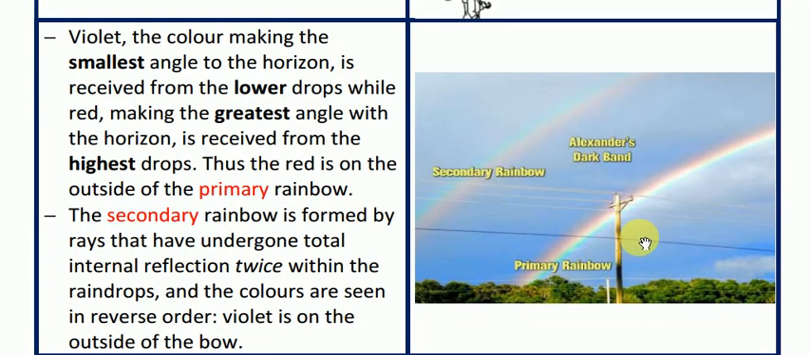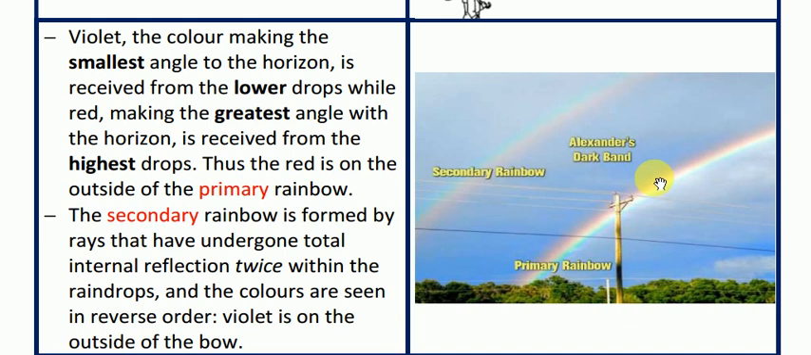Violet, the color making the smallest angle to the horizon, is received from the lower drops, while red, making the greatest angle with the horizon, is received from the highest drops. Thus, the red is on the outside of the primary rainbow.